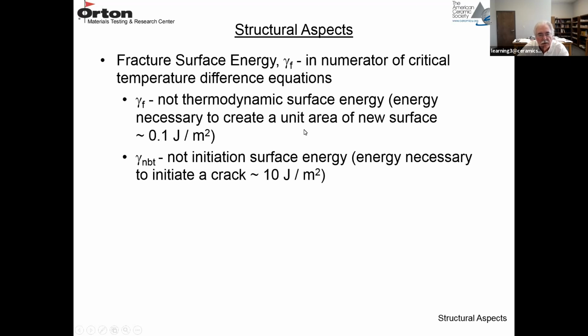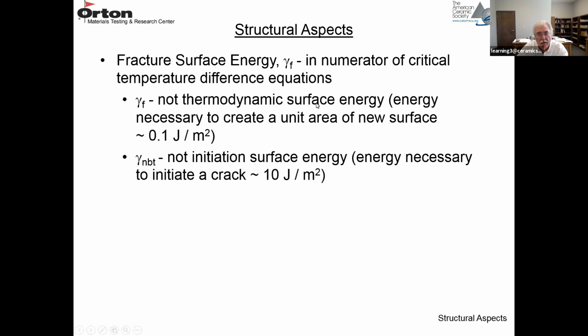Any surface has excess energy relative to the bulk of the material because of the unsatisfied bonds, and that's the thermodynamic surface energy. But in these equations that we have, R4 prime and RST, it is not the thermodynamic surface energy. There are actually 3 different types of surface energies that we need to consider. There's one called gamma NBT, which is from a notch beam technique. This is the surface energy needed to start a crack growing. So that's quite a bit higher than the thermodynamic surface energy. It's about 10 joules per meter squared.